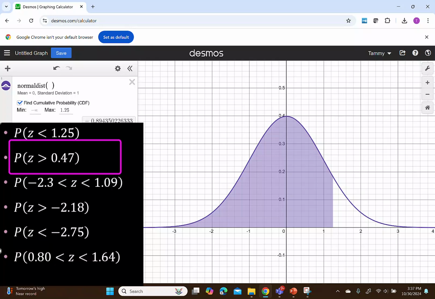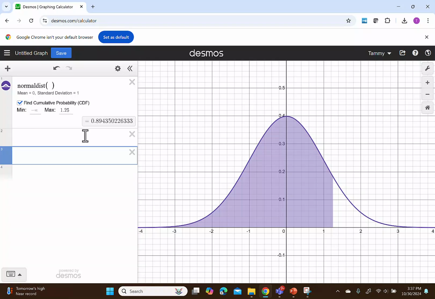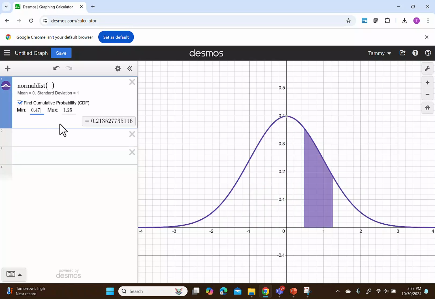Our next problem says the probability that z is greater than 0.47. Because we have greater than, I want to change my min and the max. Now my min is 0.47, but I want it to be anything bigger than that. So on the max, I want to delete my previous value, which will convert that number to infinity when we click away. Now we can see the probability that z is greater than 0.47 is 0.3191775.